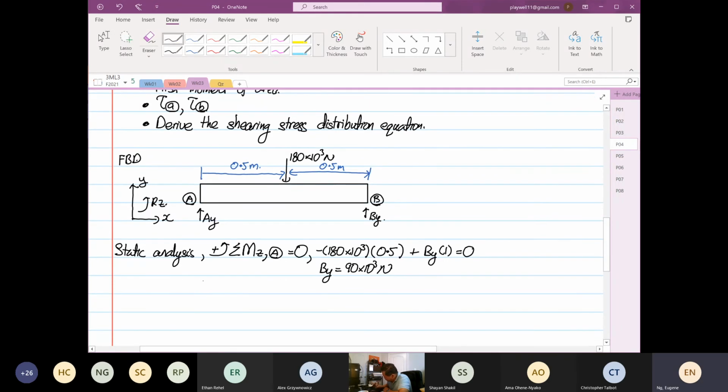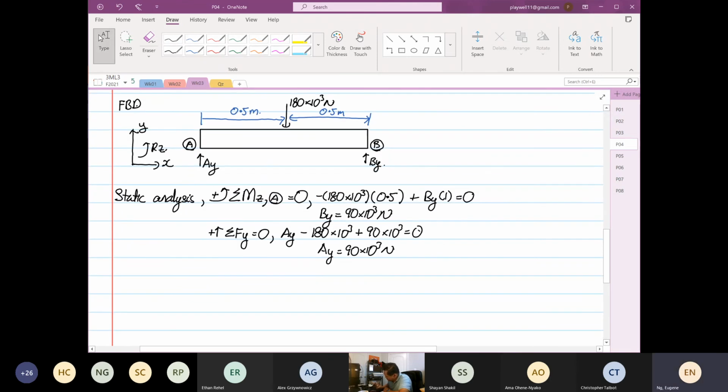Okay, and then you do summation of forces in the Y direction is equal to 0. Going up is positive, so AY minus 180 times 10 to the power 3 plus BY, which is 90 times 10 to the power 3, is equal to 0. So AY is also 90 times 10 to the power 3.